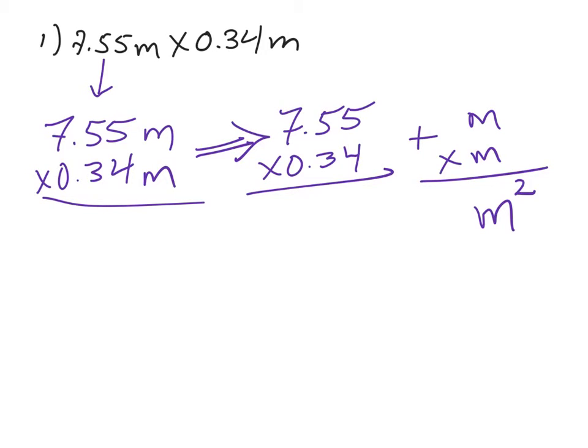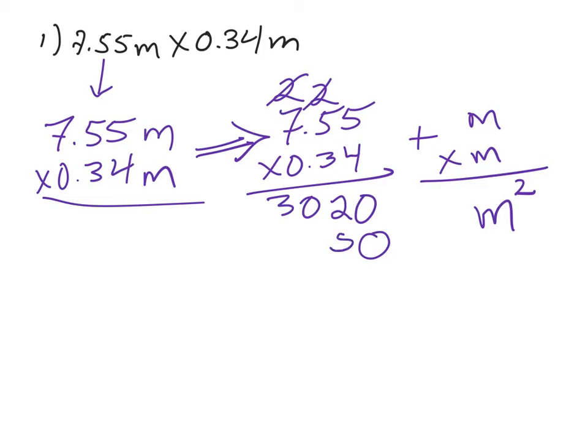Now we can do the multiplication of the numbers. 5 times 4 is 20. Carry the 2. 5 times 4 is 20, plus 2 is 22. Carry the 2. 7 times 4 is 28, plus 2 is 30. Bring down a 0.